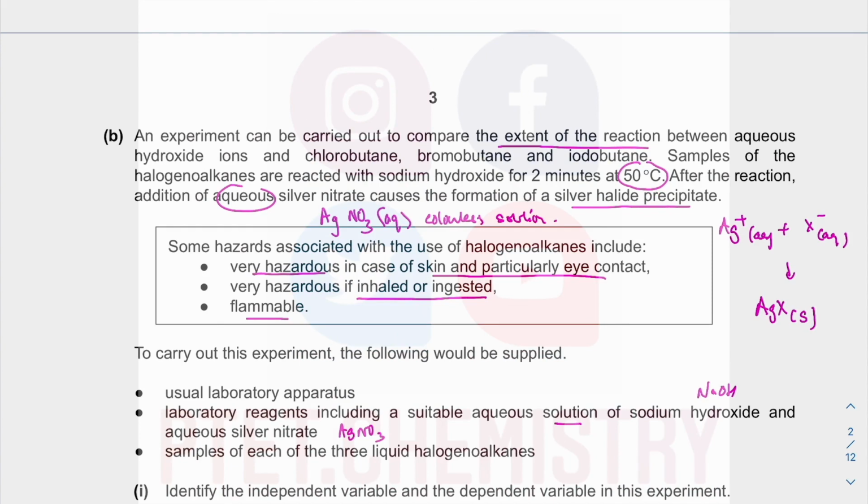Let's see. Actually, there are 2 ways of doing these experiments, because one is you could change.